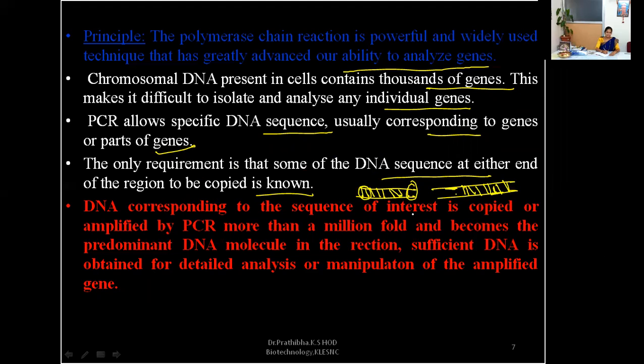DNA corresponding to a sequence of interest is copied or amplified by PCR more than a million fold and becomes the predominant DNA molecule in the reaction. Sufficient DNA is obtained for detailed analysis and manipulation of the amplified gene in the research area.